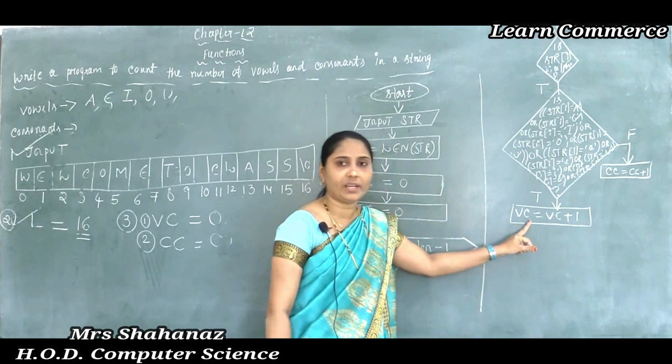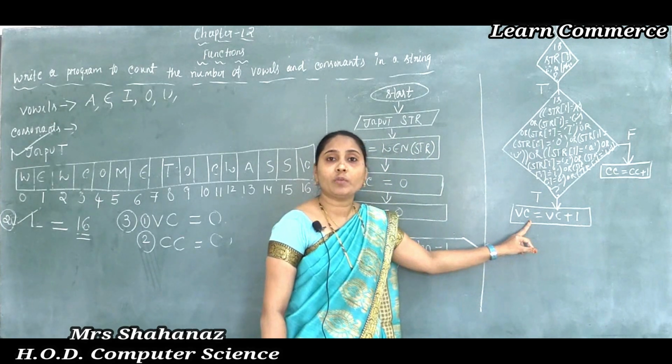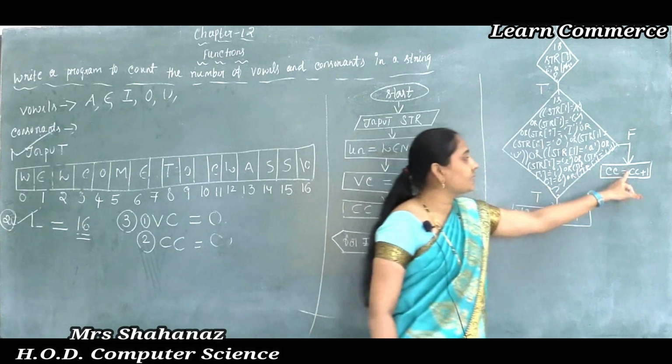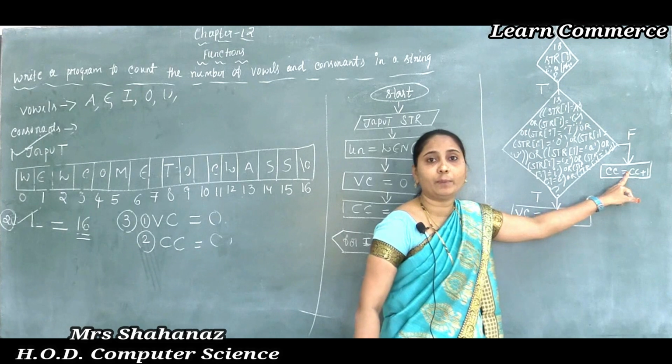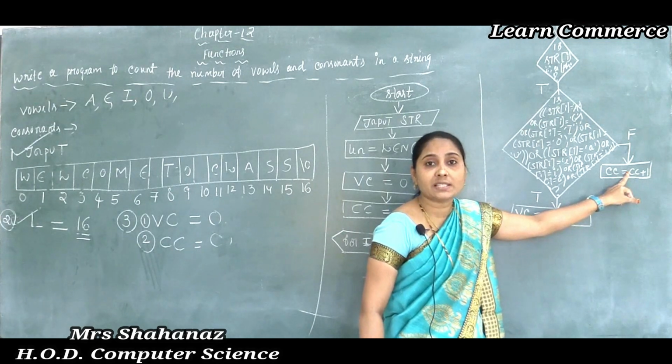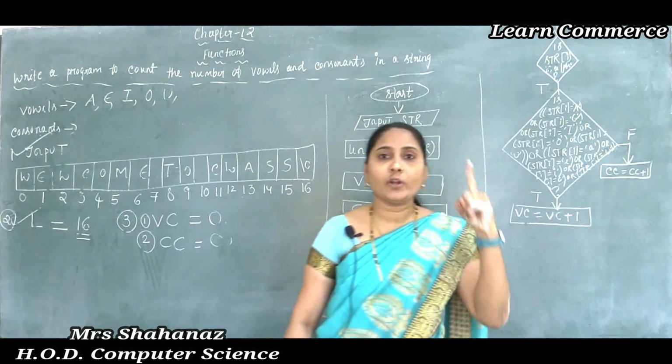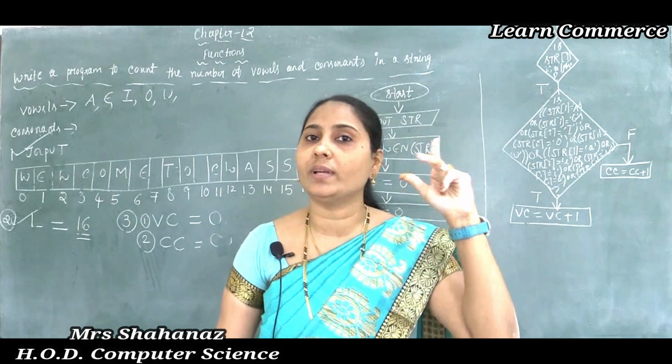So VC is 0 now. Okay, the VC value is 0 only, but the CC value is incremented by 1. W comes under the CC, so the CC value is incremented by 1. Now the CC value is 1, but the VC value is 0 only.